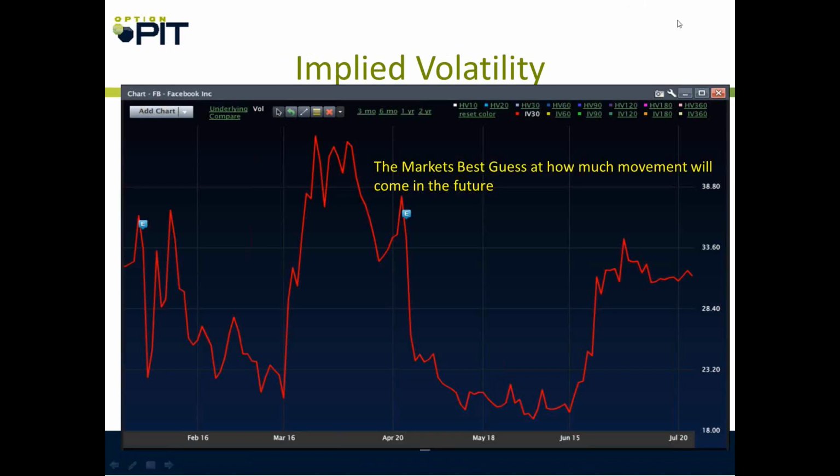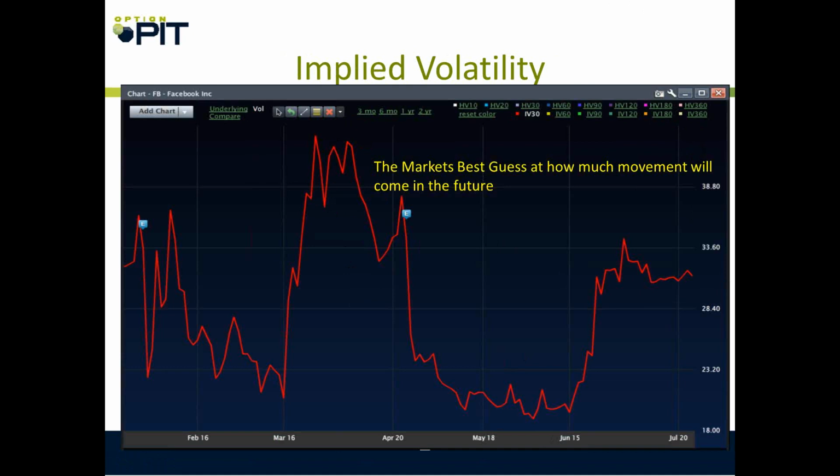All right, then we have something called implied volatility. This red line represents Facebook implied volatility, and this is from an hour and a half ago. It's 30-day IV. So it's telling me how much the market is expecting Facebook to move for the next 30 days. It's the market's best guess of what is going to happen in the future. Pretty special, right? So implied volatility is the market's best guess of what will happen.